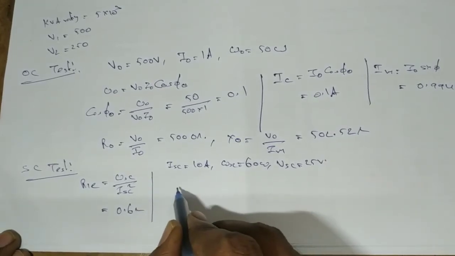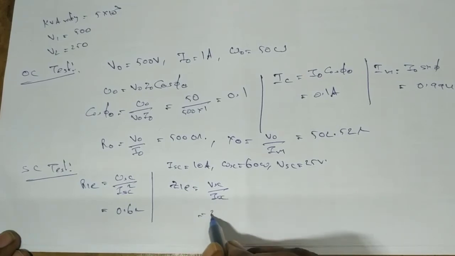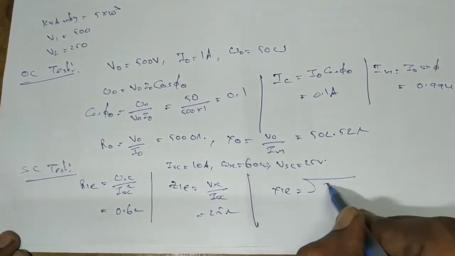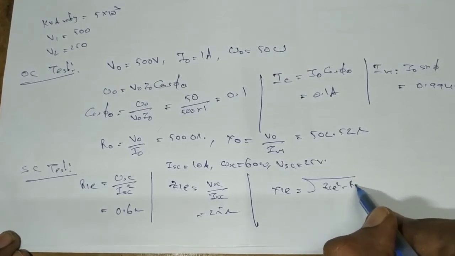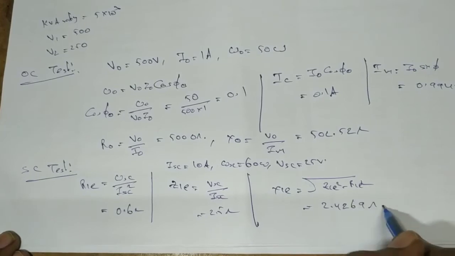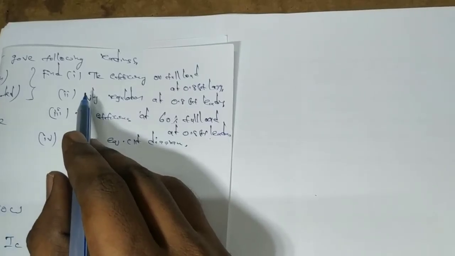And the Z1E formula is VSC by ISC, and if you substitute those two values, you will get 2.5 ohms. And X1E is nothing but root of Z1E square minus R1E square, and if you substitute, you will get 2.4269 ohms. This is about the SC test. Same formulas in the derivation, you should substitute.